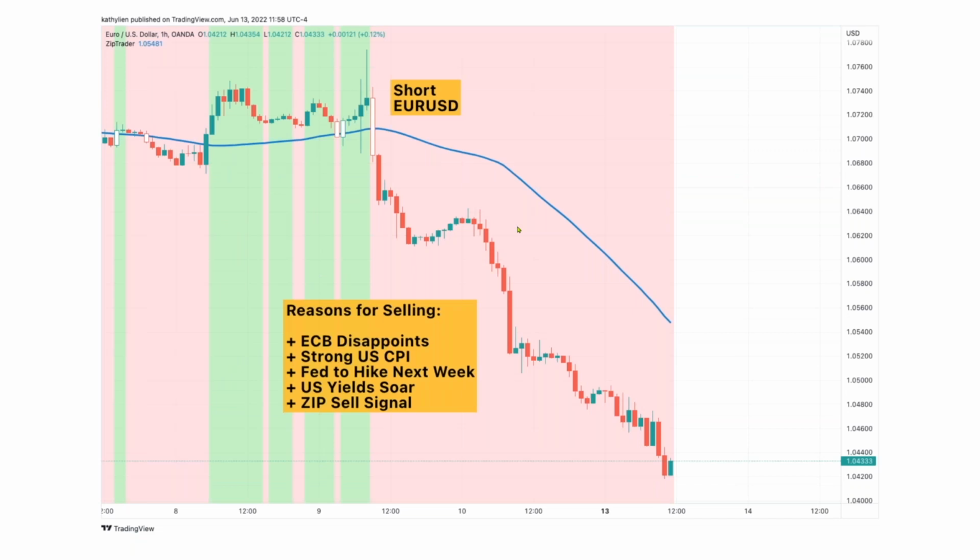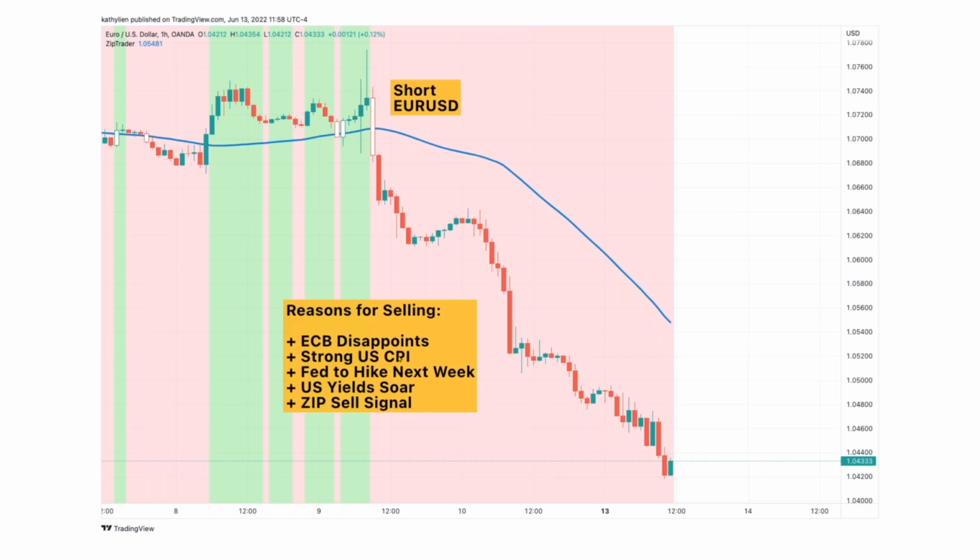Here's a short Eurodollar signal. Now, this was post ECB, and look how you have this beautiful confluence of technicals and fundamentals. So you had a very lackluster ECB meeting. They didn't do anything. They didn't really communicate anything besides the fact they're going to stop QE. U.S. yields were just soaring, which is very negative for the euro because the yield differential between U.S. and the euro just continues to widen.